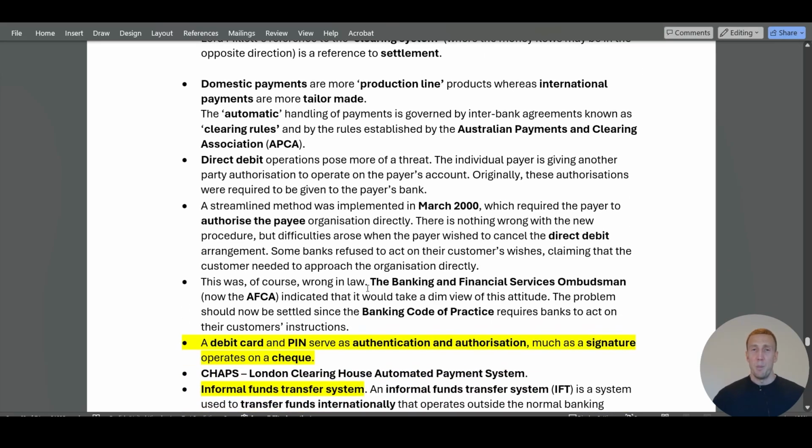So domestic payments are more production line products, whereas international payments are more tailor-made. The automatic handling of payments is governed by interbank agreements known as clearing rules and by the rules established by the Australian Payments and Clearing Association. Direct debit operations pose more of a threat: the individual payers give another party authorization to operate on the payer's account. Originally, these authorizations were required to be given to the payer's bank.